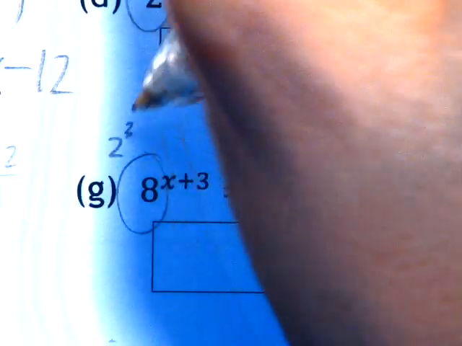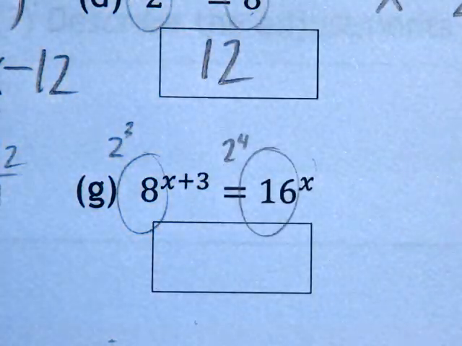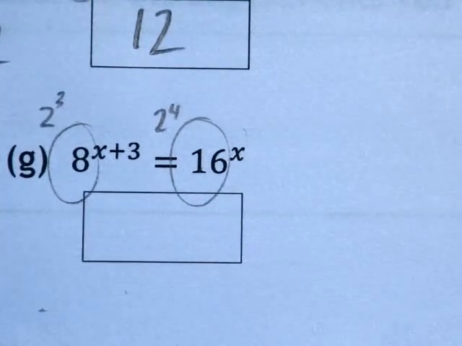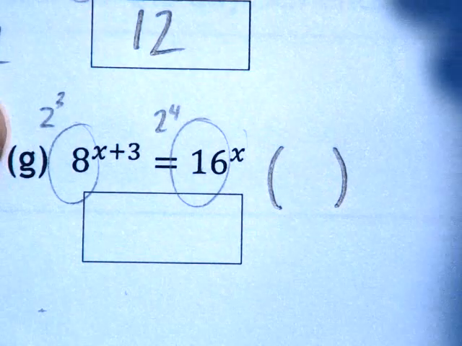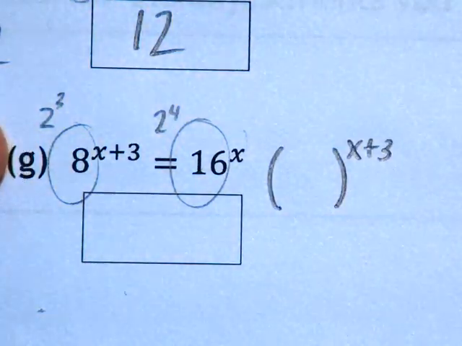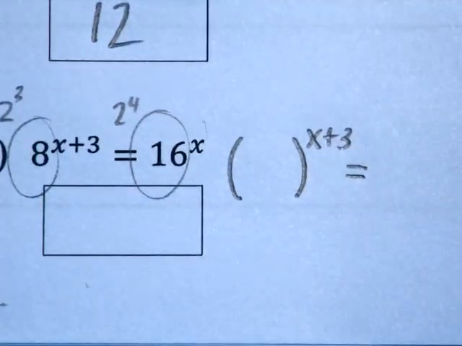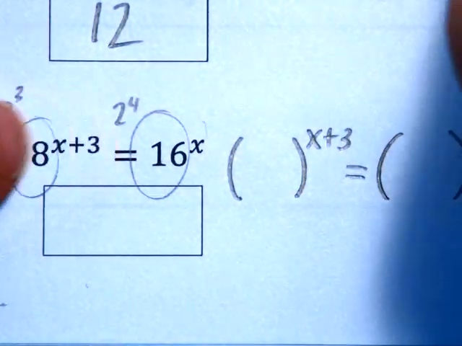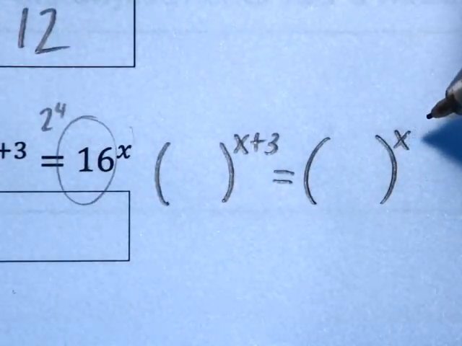8 is 2 to the power of 3. 16 is 2 to the power of 4. So we'll just change both parts. And that's okay. Sometimes you have to do that. I have 2 to the power of 3, which is going to go into the parentheses, but x plus 3 is going to stay unchanged, so I'll write my parentheses first. And then on the right-hand side, I'll put parentheses where the 16 used to be, but I'll keep the x there that used to be there, because again, it didn't change.